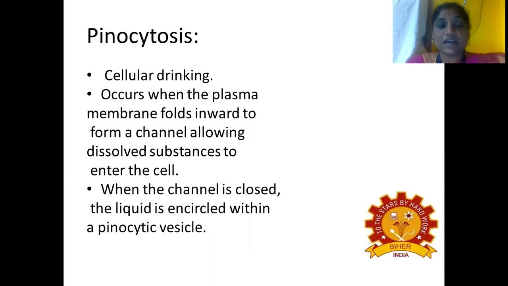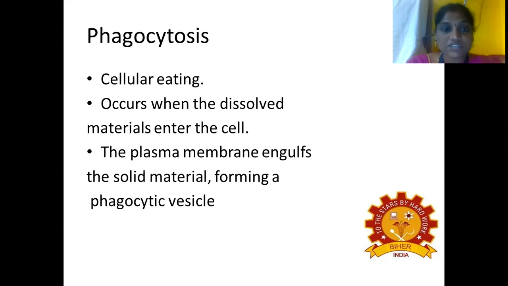And the next one is pinocytosis. Pinocytosis is otherwise called cellular drinking. It occurs when the plasma membrane folds inward to form a channel, allowing dissolved substances to enter the cell. When the channel is closed, the liquid is encircled within a pinocytic vesicle. So this is the difference between phagocytosis and pinocytosis.